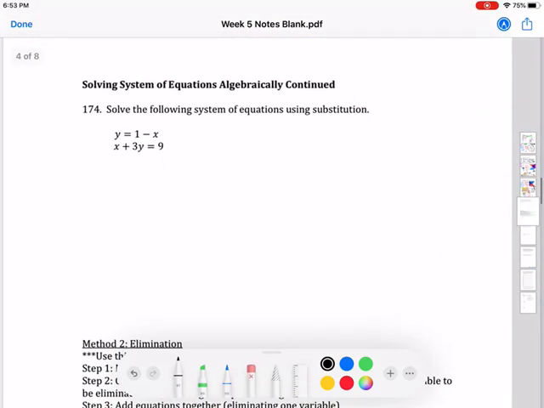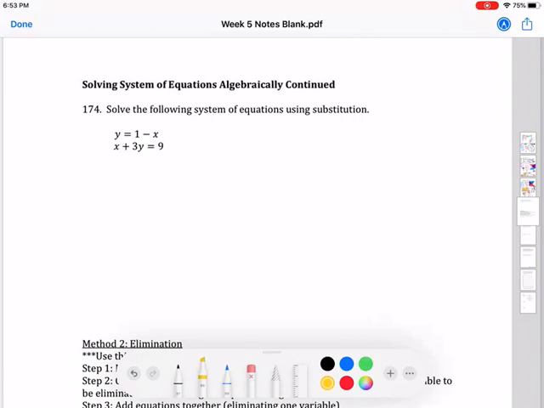Right, so let's go ahead and do another one. Solving system of equations algebraically, continued. Number 174 says solve the following system of equations using substitution again. So literally that exact same method. I think the hardest part about it is probably the setup.